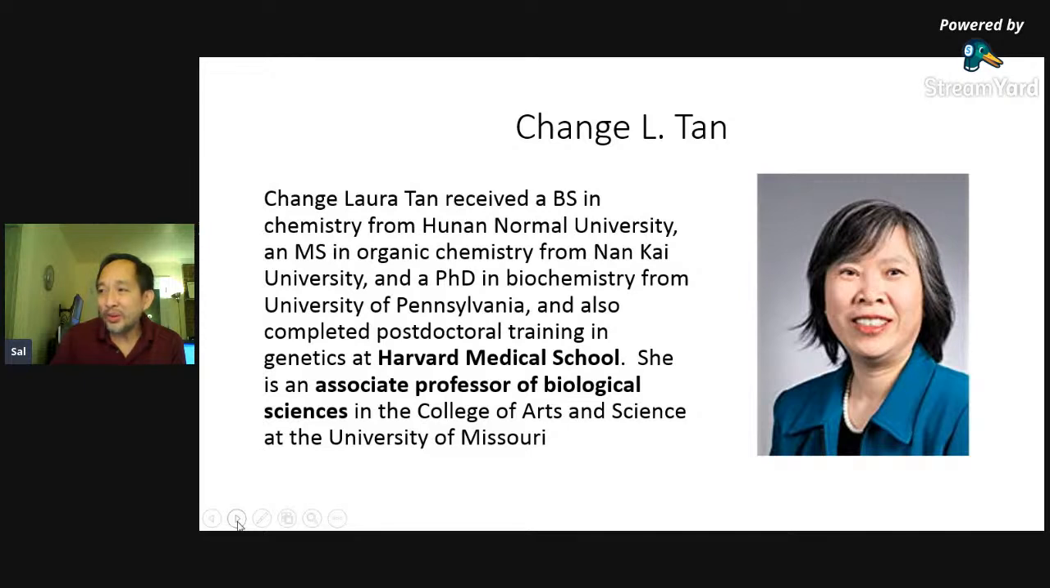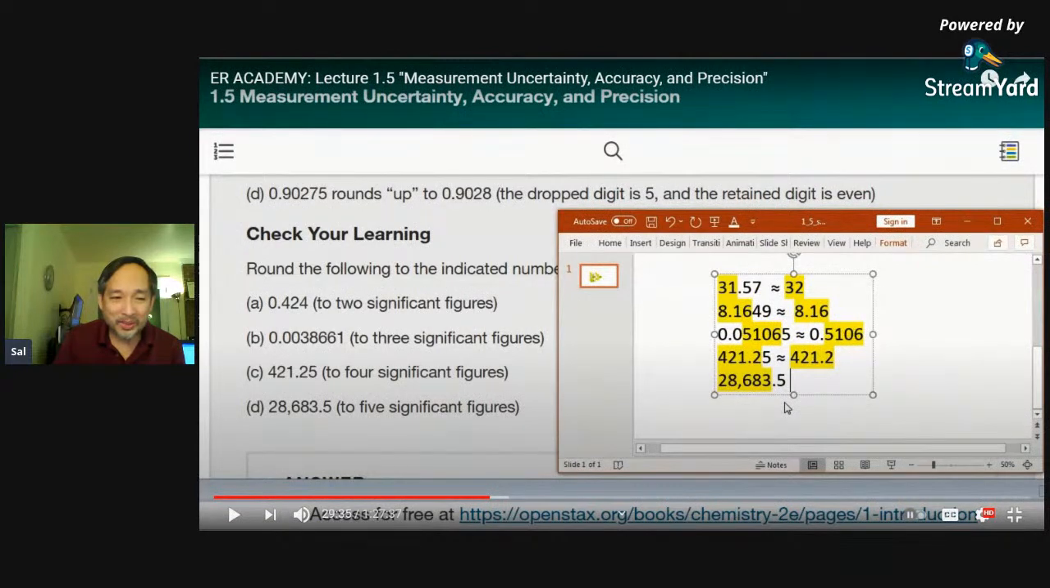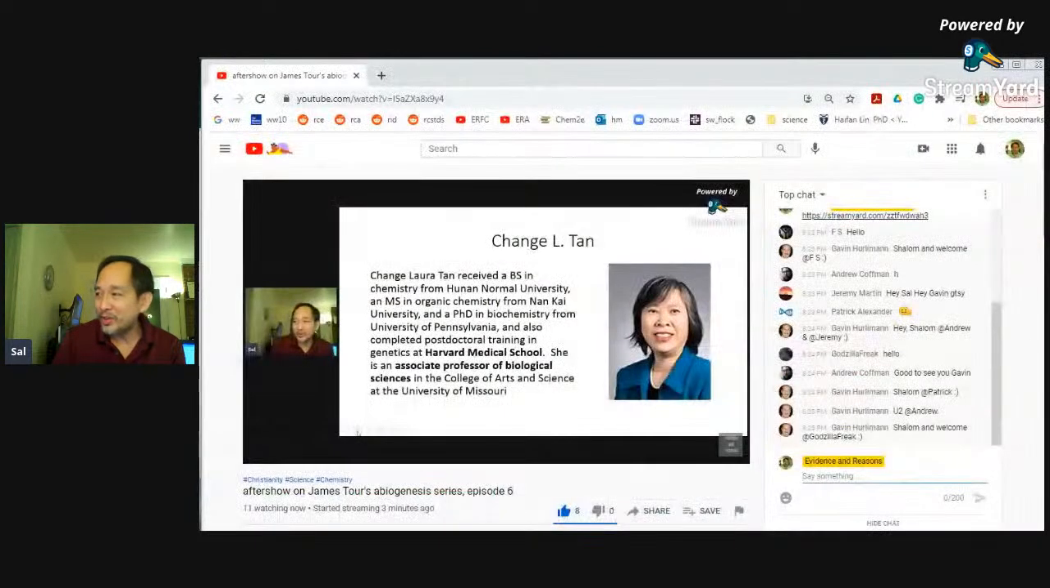The lead author is Change Loritan. She was an Ivy League PhD and also postdoc at Harvard Medical School. She's now an associate professor of biological sciences in the College of Arts and Sciences at the University of Missouri. A little bit of background about that: she is under a lot of persecution because she's teaching at a mainstream secular university. Bear that in mind. She has risked a lot to be able to write this book and speak her conscience.